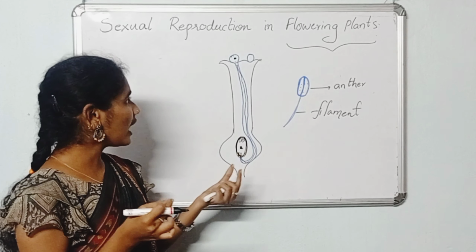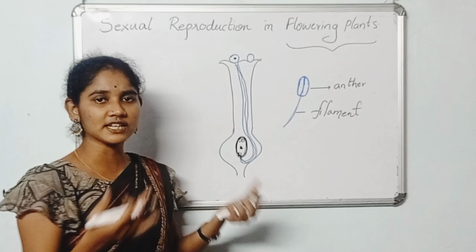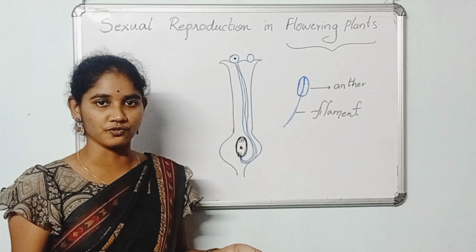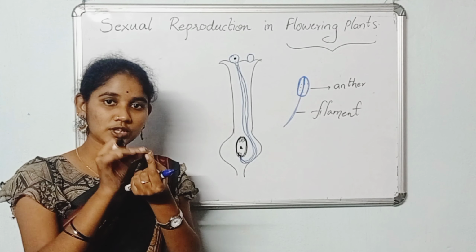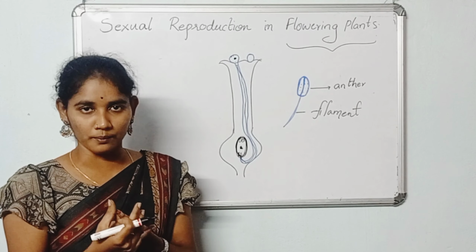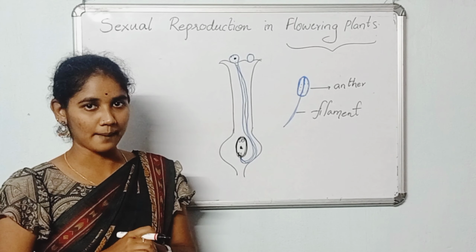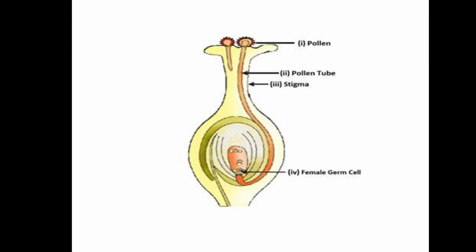So after that, slowly the petals and calyx, all these parts will shed off. This will be the seed. To cover this seed, a fruit will be formed. So this is how it happens in plants.